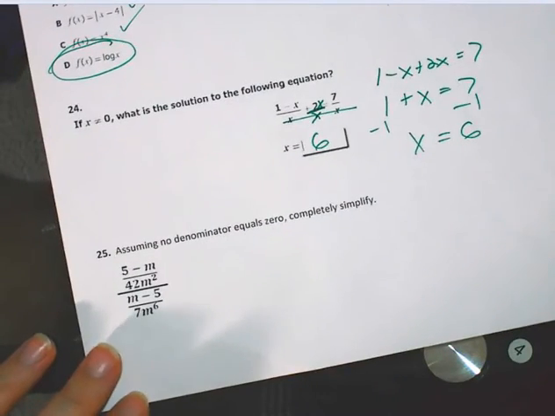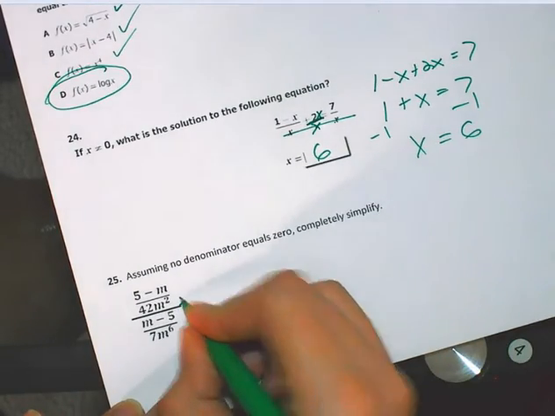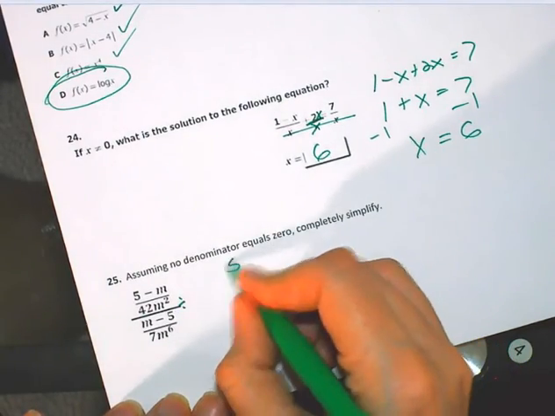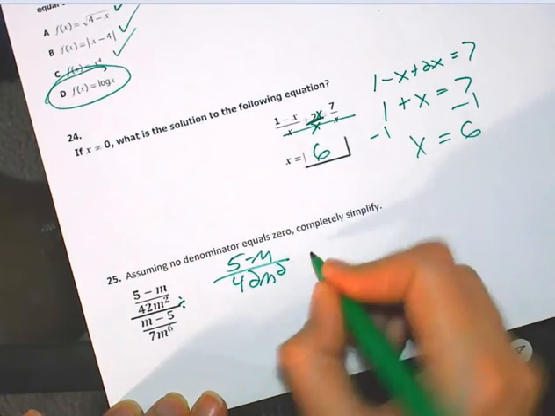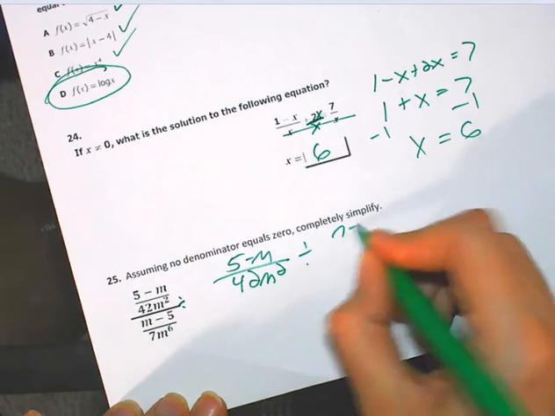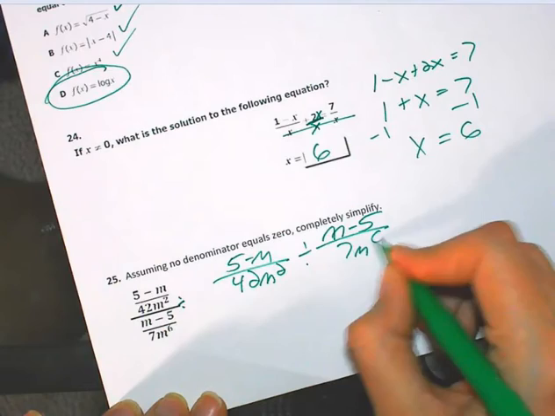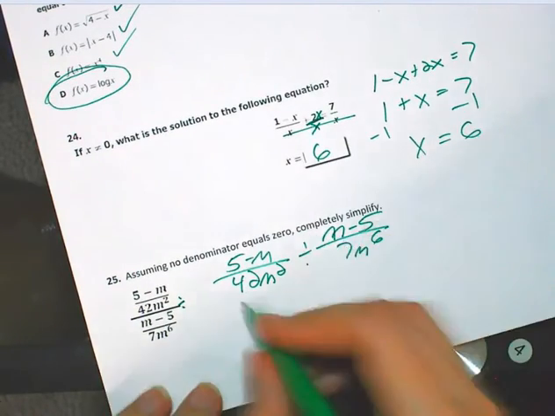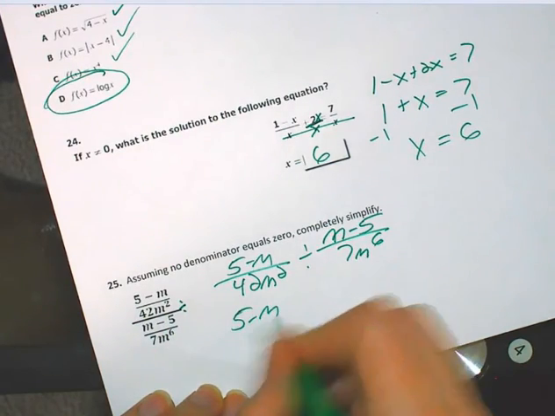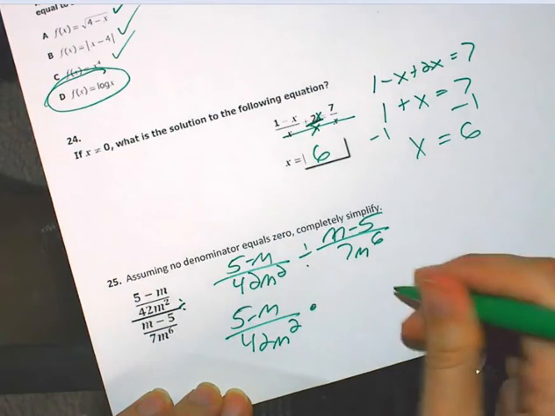Last one: assuming no denominators equal 0, completely simplify. Remember that this line right here means divided by, so the first thing I'm going to do is make it look pretty. Divided by m minus 5 over 7m to the 6th. But remember, we can't divide, so we're going to stay, change, flip. So stay, change to multiplication, and flip.